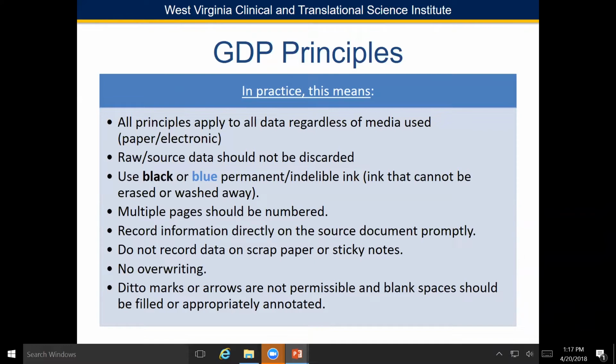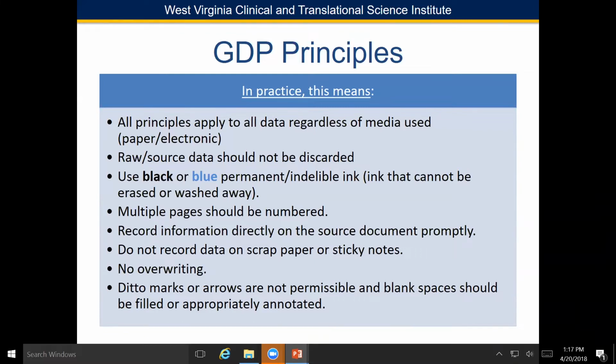That seems easy, but you have to remember there's a standard of care where it might be acceptable to write things on different forms and collect it later. But what we see is definitely no sticky notes, Post-it notes, data on Post-it notes. That's not appropriate.